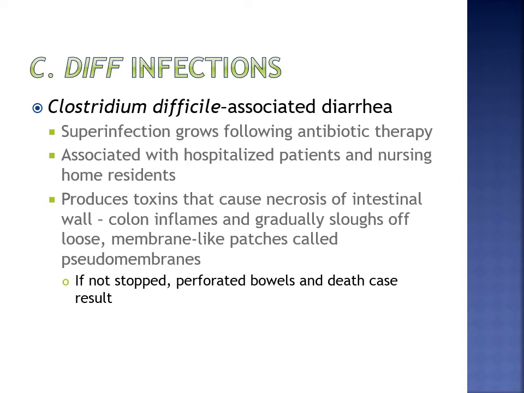So the colon becomes really inflamed, and then gradually those inner layers start dying and sloughing off or falling off. So you end up with these little membrane-like patches called pseudomembranes. If it's not stopped, eventually the bowels become so thin that they can perforate, and then you can have death as a result of that.